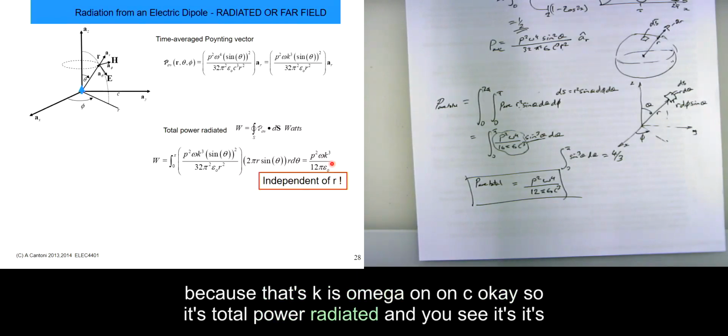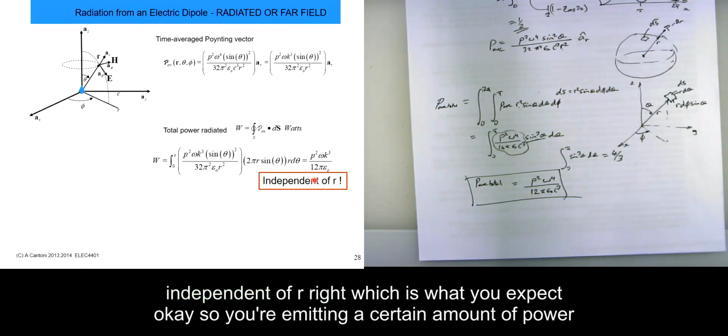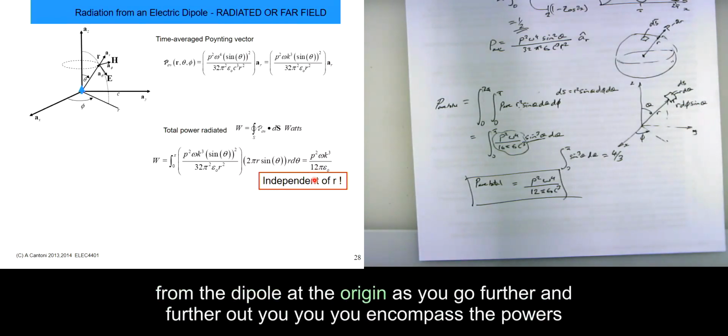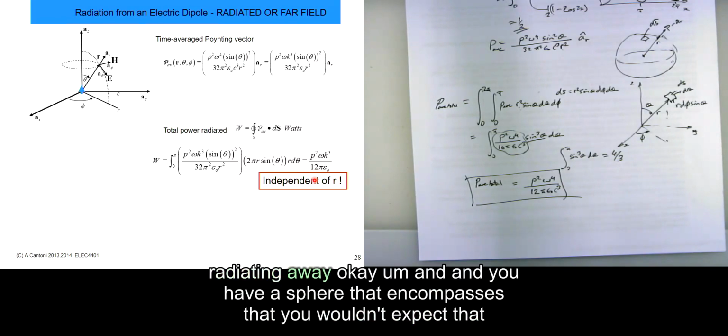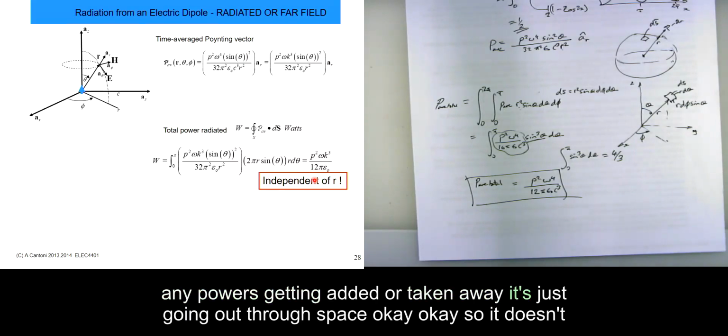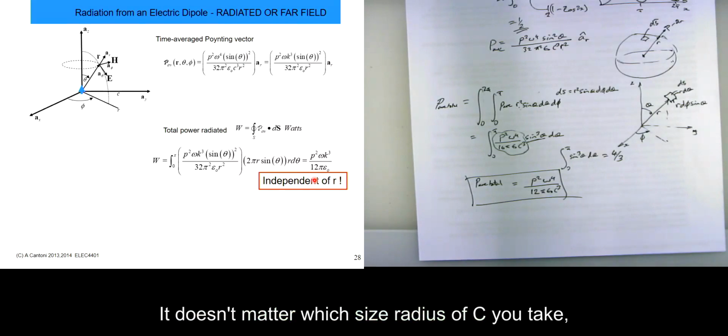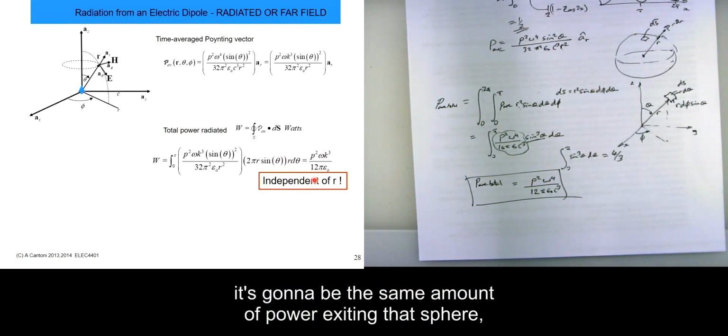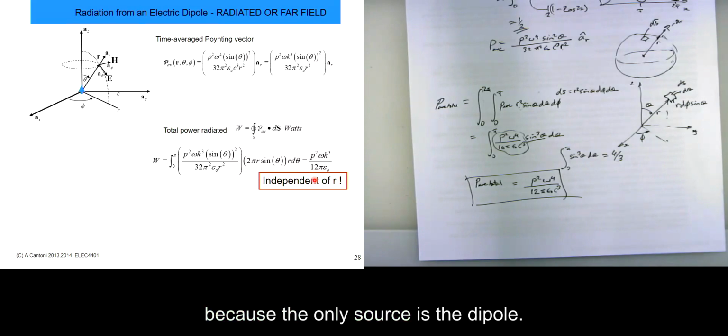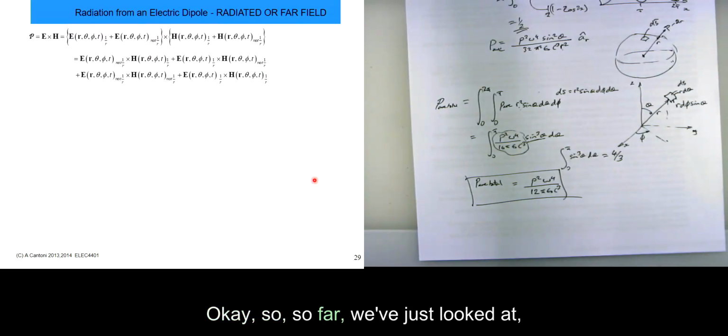So it's the total power radiated, and you can see it's independent of r, which is what you expect. You're emitting a certain amount of power from the dipole at the origin. As you go further and further out, the power's radiating away, and you have a sphere that encompasses that. You wouldn't expect that any power's getting added or taken away. It's just going out through space. So it doesn't matter which size radius of sphere you take, it's going to be the same amount of power exiting that sphere, because the only source is the dipole. So far we've just looked at this, any questions on that?